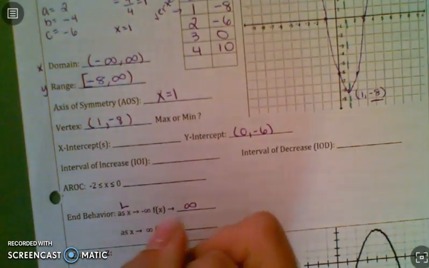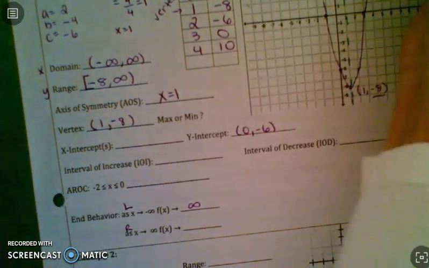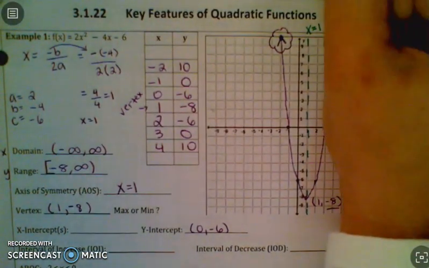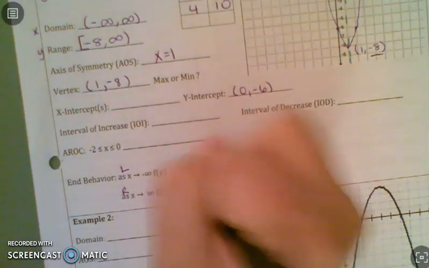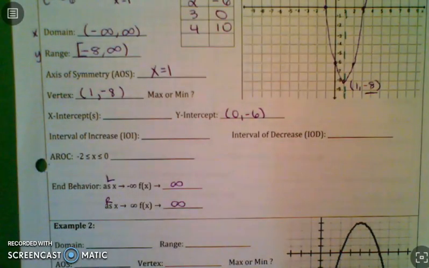Okay, as x approaches infinity, so that's the right side. My right arrow right here is also going up. So it's going to infinity. So make sure they match. With parabolas, your end behavior should always be the same.